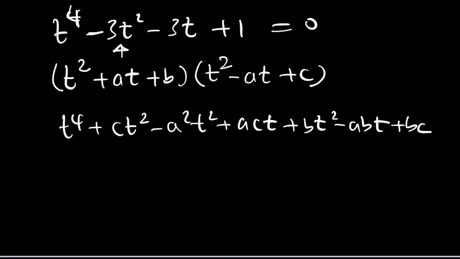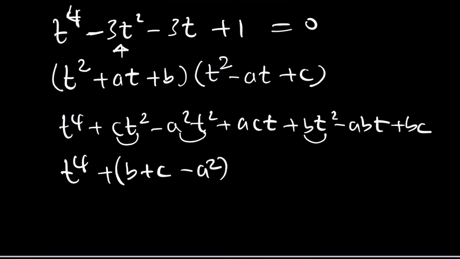Let's go ahead and rearrange the terms, t to the fourth power. And then we have this, this, and this. So it's going to be b plus c minus a squared. That's going to be the coefficient of t squared. And then we have ac minus ab as the coefficient of t. And then finally, we have the bc.